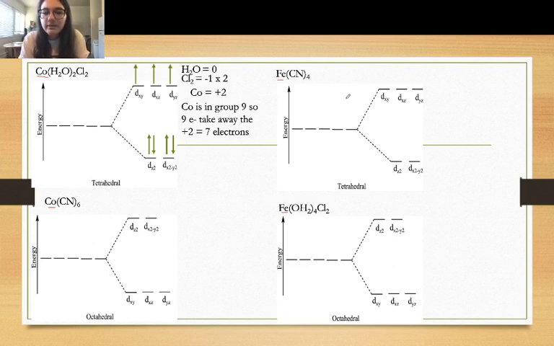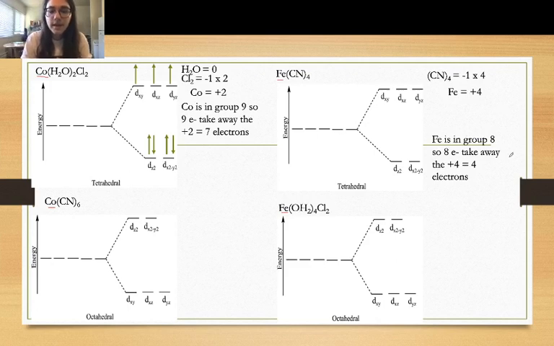I'm going to have my CN, which is -1, multiply that by 4. And then I'm going to know that my iron must be +4, because again, it has to equal 0. I know that Fe is in group 8, so I have 8 electrons. There's a +4 charge on it, so then 8 take away 4 is 4. And then I'm going to fill in my graph like before, and I notice I have 1 empty. That's totally fine. But overall, I see all unpaired.